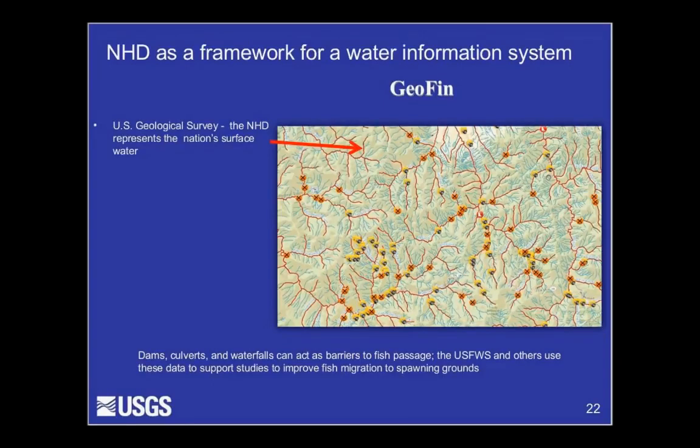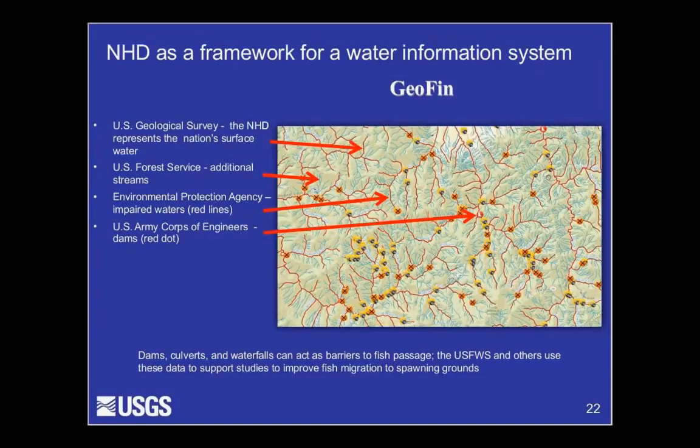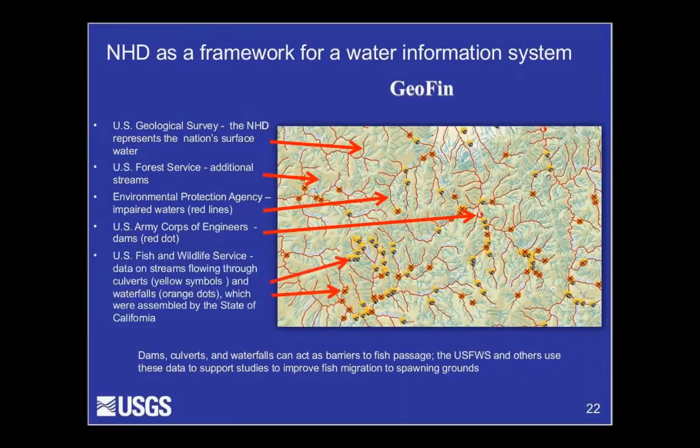This begins with the USGS NHD to represent streams and rivers. These rivers and streams have been enhanced by the U.S. Forest Service, working as stewards of the NHD data. Those streams declared impaired are mapped by the U.S. Environmental Protection Agency using the NHD. The U.S. Army Corps of Engineers identifies dams on rivers that have the potential to block fish from swimming upstream. The U.S. Fish and Wildlife Service and the state of California have identified locations on the NHD where fish movement is potentially restricted by culverts, waterfalls, and rapids.